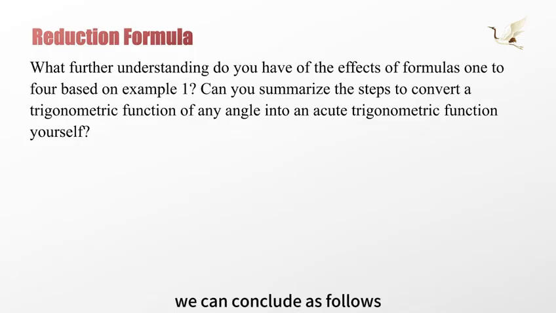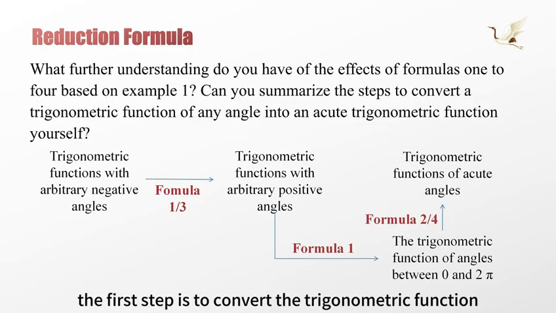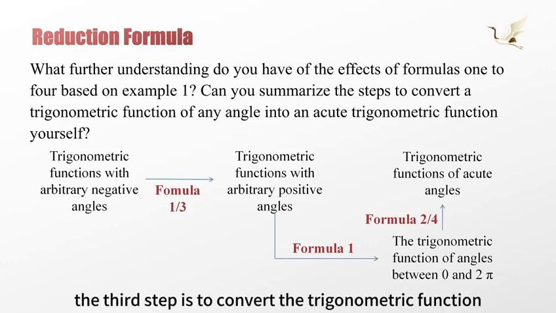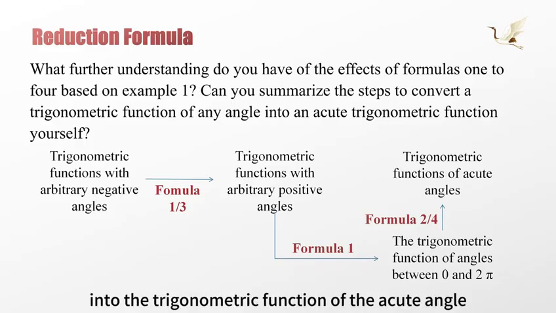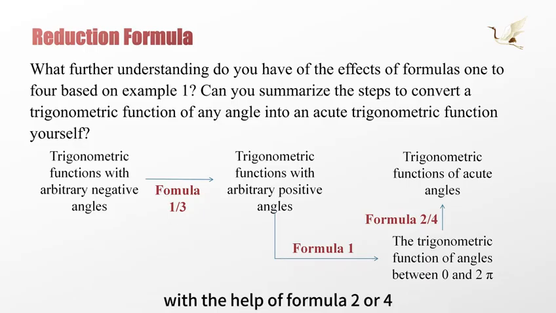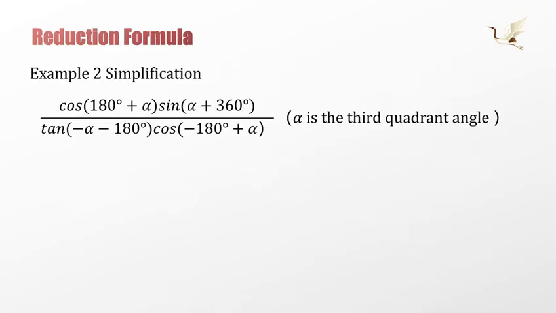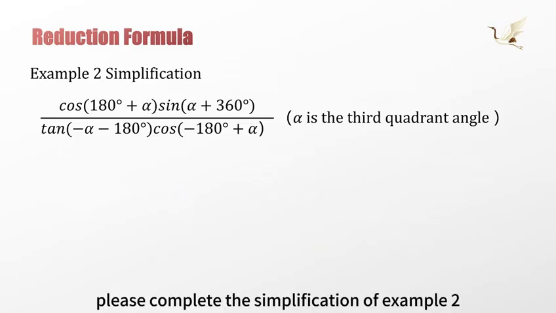We can conclude as follows. The first step is to convert the trigonometric function of any negative angle into the trigonometric function of any positive angle. The way is to use Formula 3 or Formula 1. The second step is to convert the trigonometric function of any positive angle into a trigonometric function of an angle from 0 to 2 pi. Remember, it's Formula 1. The third step is to convert the trigonometric function value of the angle from 0 to 2 pi into the trigonometric function of the acute angle with the help of Formula 2 or 4. It can be summarized as negative angle to positive angle, large angle to small angle, and finally to acute angle trigonometric function. Please complete the simplification of example 2.